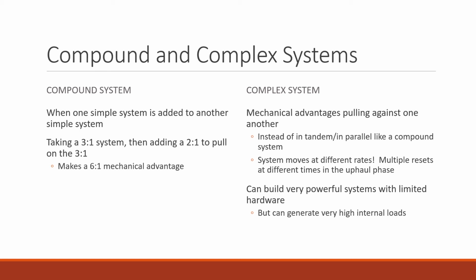As we go to a complex system, we have mechanical advantages that are pulling against one another. So you have a 3-to-1 that you've attached to a 5-to-1 in a different place, and you have the system kind of pulling itself together, which can be extremely powerful. You can build 11-to-1s, things like that, all with relatively little equipment. The big risk here is the system is moving at different rates. So you'll have to reset one part of it before you have to reset the other parts of it, and you can end up with a real logistical nightmare.